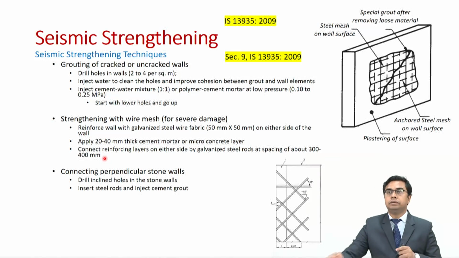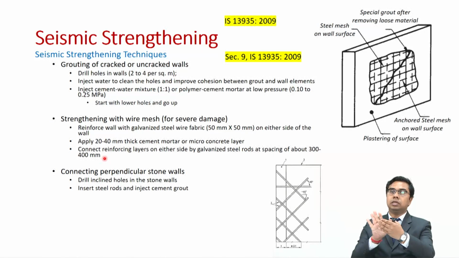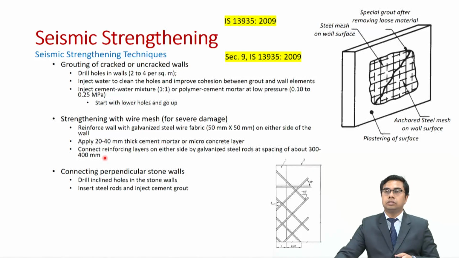What does this mean? So, we will drill a hole through the wall and we will connect the reinforcing layers on both sides, that is the steel wire fabric. We will connect using the galvanized steel rods, and these rods shall be placed at a spacing of 300 to 400 millimeters. Okay.